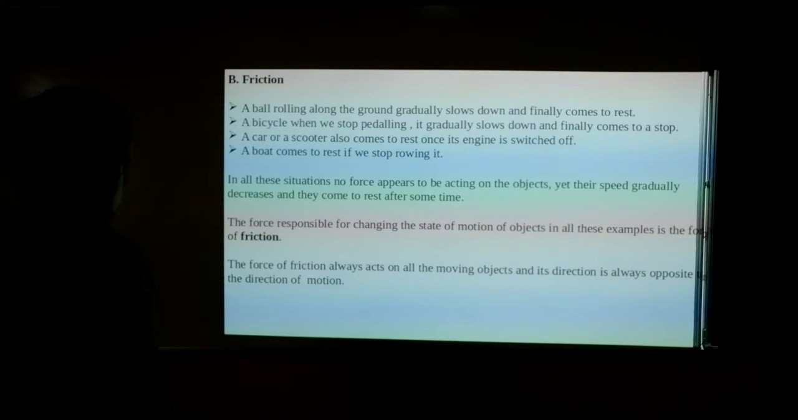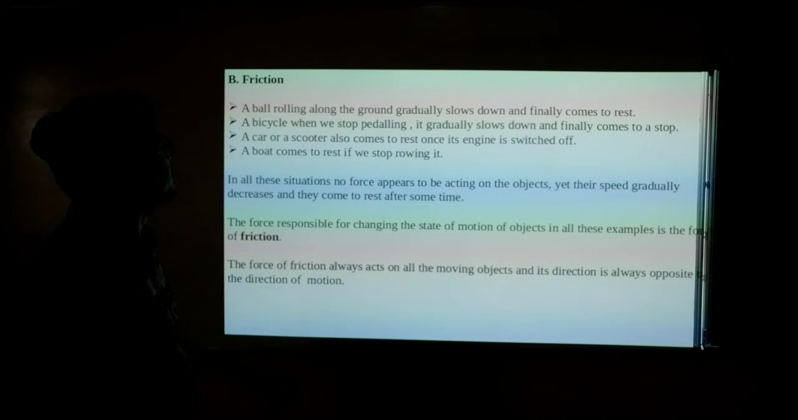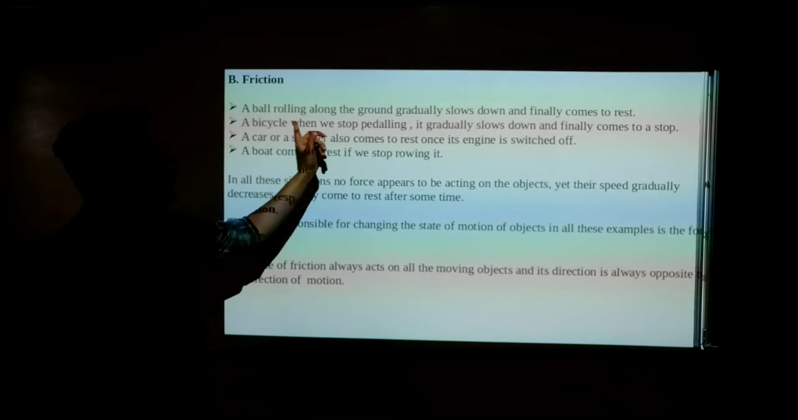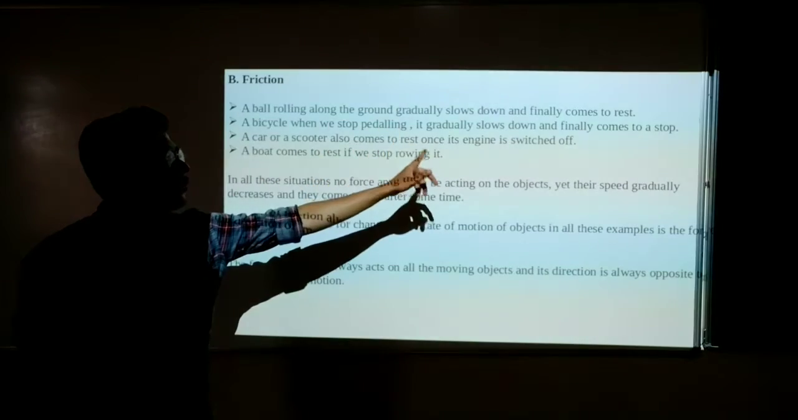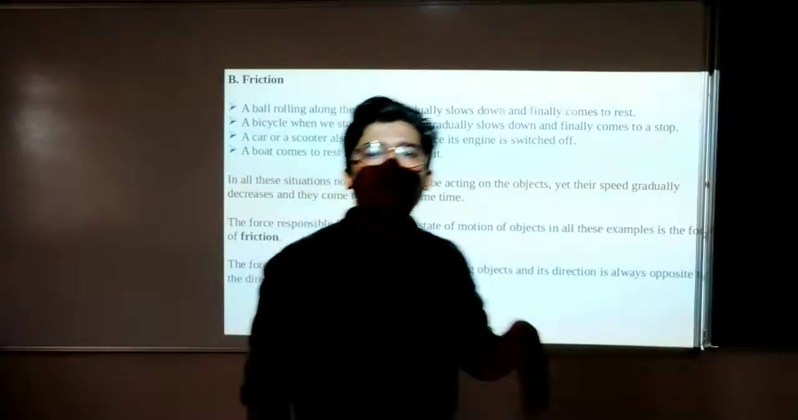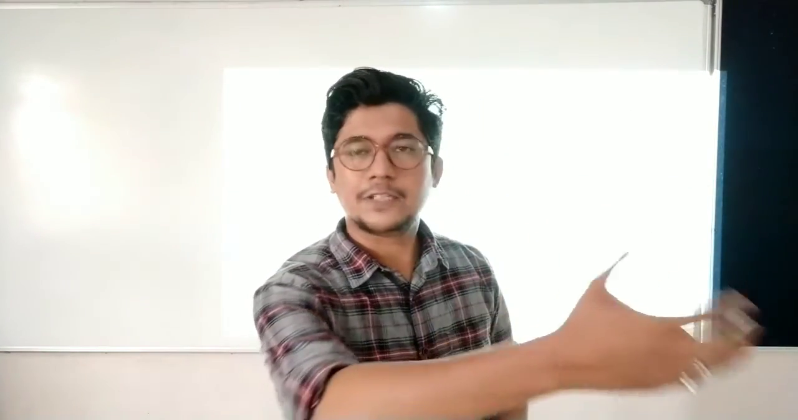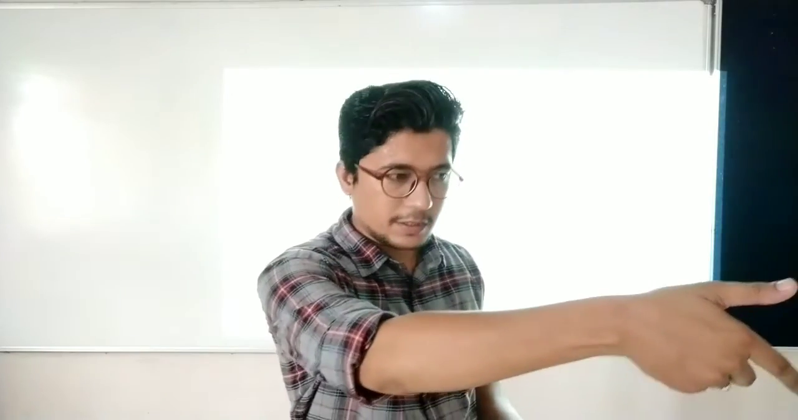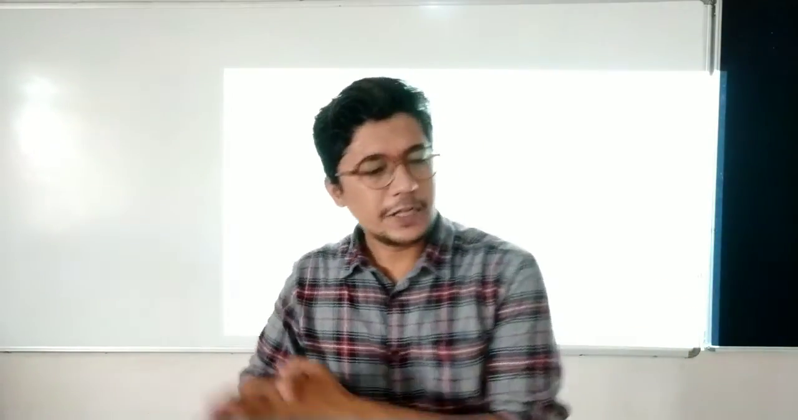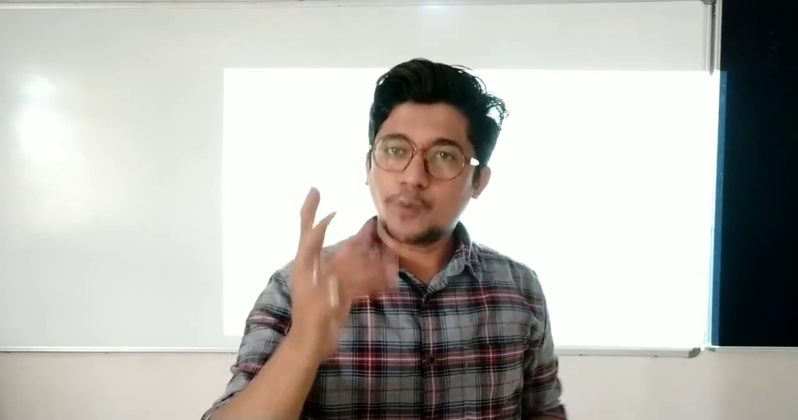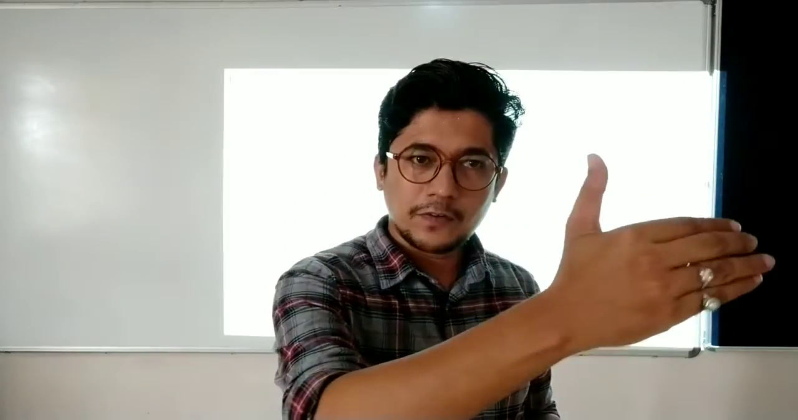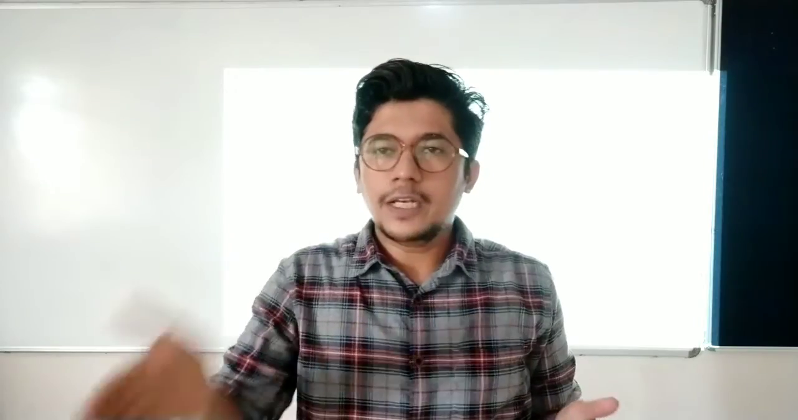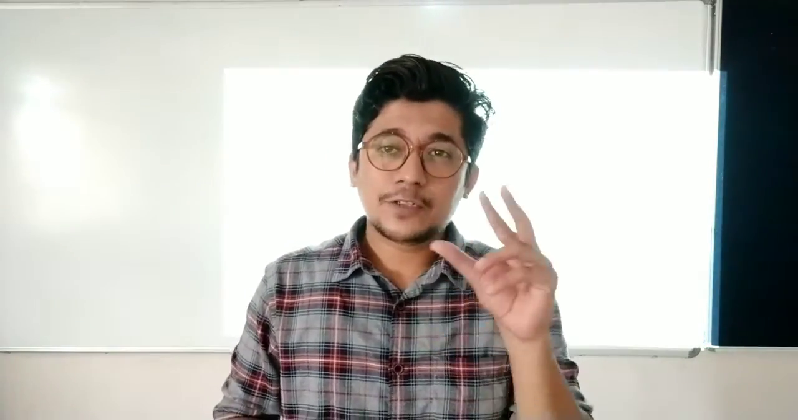One muscular force we have already discussed. Now we will discuss friction. A ball rolling along the ground gradually slows down and finally comes to rest. When you are playing cricket and the batsman hits a boundary, the ball initially has a high speed, but when it reaches you, it gradually reduces its speed. Yes or no? Or after some time, even if you do not apply your hand force, the ball will stop. Yes or no? Yes.